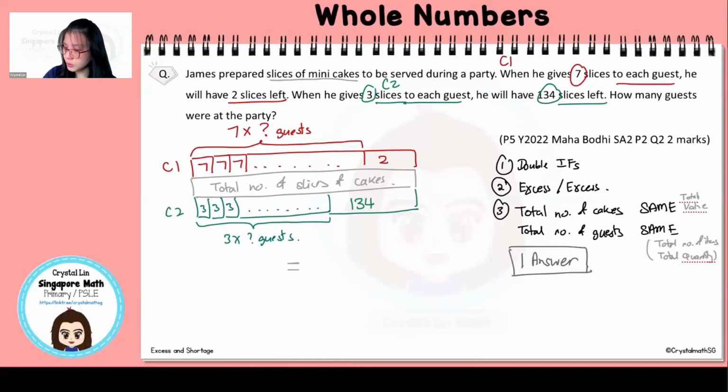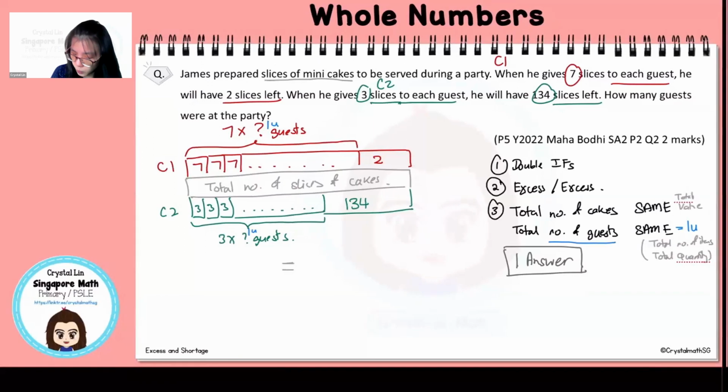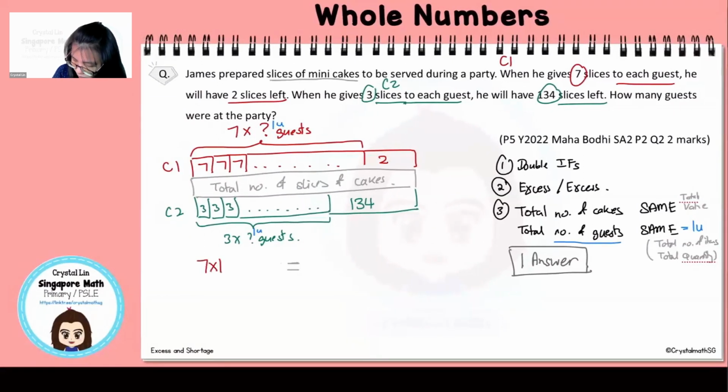I have another unknown. The other unknown is the total number of guests over here, which I'm going to give as 1 unit. So if I can find this 1 unit, I will be able to find the number of guests. So in case number 1, 7 times 1 unit of guests plus 2 gives me my total number of cakes. 3 times 1 unit of guests plus 134 gives me my total number of cakes.